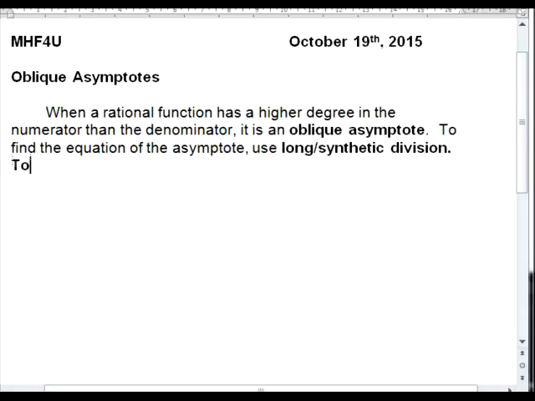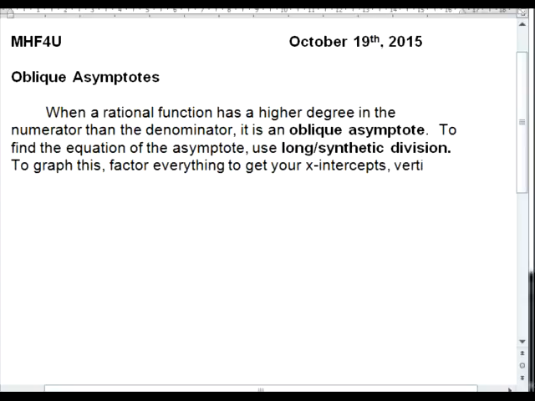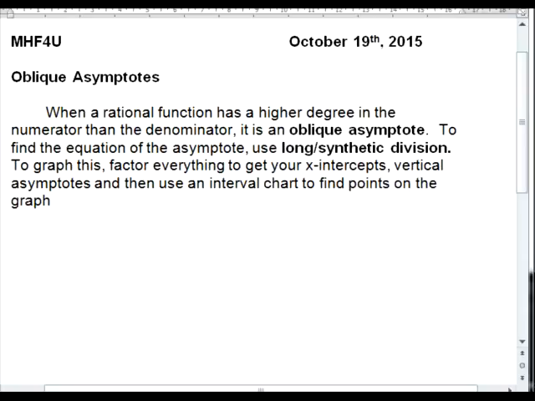To graph this, factor everything to get your x-intercepts and vertical asymptotes, and then use an interval chart to find points on the graph.